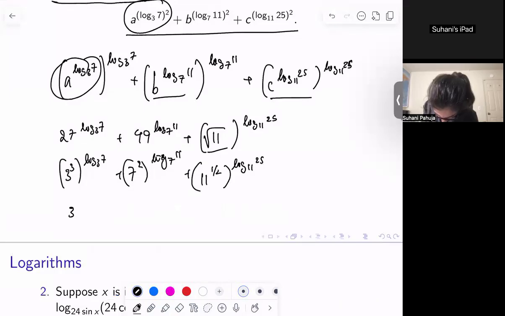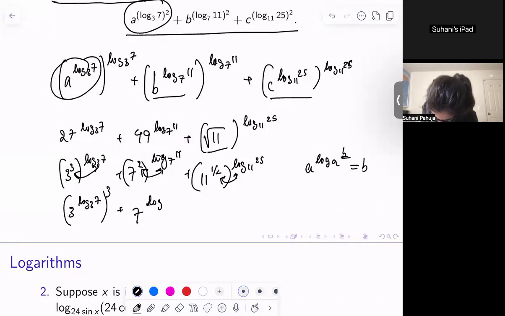And here we can swap these exponents essentially. And the same goes for this, and the same goes for this. The reason being that that would give us something like a to the power of log base a of something else, like b, and that would just be equal to b. So we can write this as 3 to the power of log base 3 of 7, cubed, plus 7 to the power of log base 7 of 11, squared.